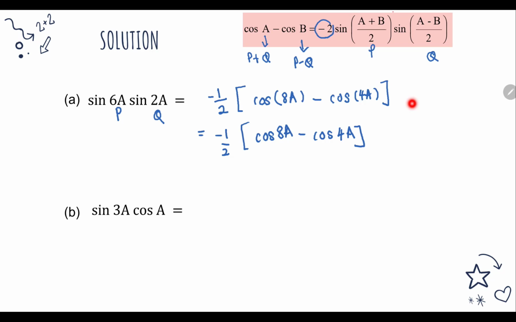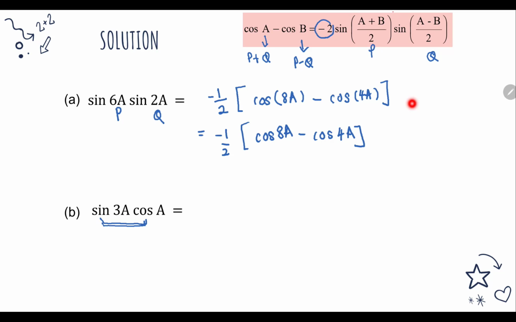Okay students, can you follow this? I hope you are following. So what we're going to do next is try to decide which is the best formula to answer sin 3A cos A, for question B. If you want to express this as a summation or difference, you need to find out from the factor formula which is equivalent to sin multiply cos. So you're going to find the formula that has sin multiply cos.